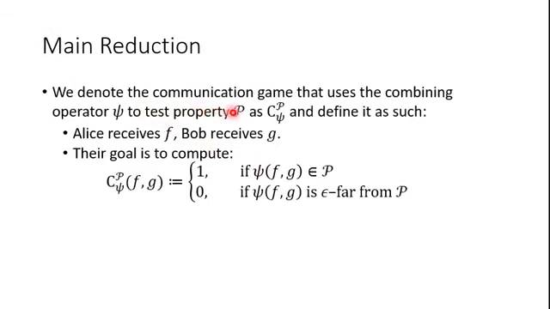So we denote the communication game that uses the combining operator psi that we just defined to test property P as C_P^psi, and we define it as such. Alice receives f, Bob receives g, and their goal is to compute C_P^psi of f and g, which is defined to return 1 if psi of f,g is in P, and 0 if psi of f,g is epsilon far from P.